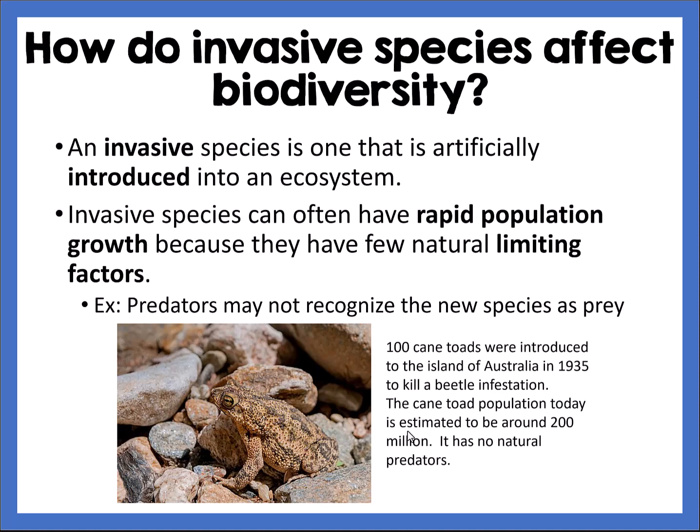An example of an invasive species is the cane toad. 100 cane toads were introduced to the island of Australia in 1935 to kill a beetle infestation. So this was a purposeful introduction of an invasive species. The cane toad population today is estimated to be around 200 million. It has no natural predators and can be a real nuisance to humans. So this is an example of an invasive species that really took off because it did not have limiting factors.